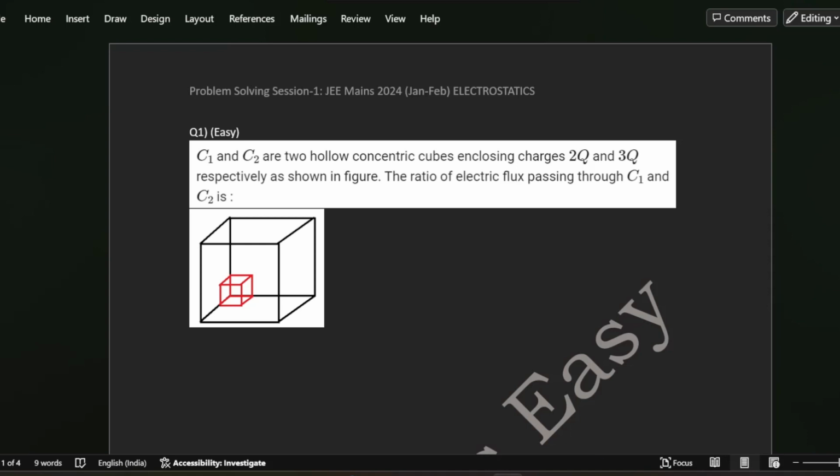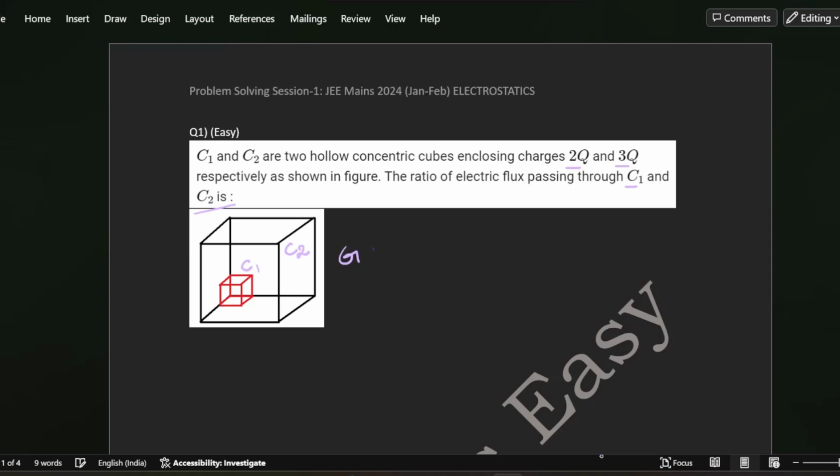So the first question: C1 and C2 are two hollow concentric cubes enclosing charges 2q and 3q respectively, as shown in the figure. The ratio of the electric flux passing through C1 and C2 is? They have asked us to find the ratio of the electric flux which is going to pass through the smaller cube C1 and the larger cube C2.